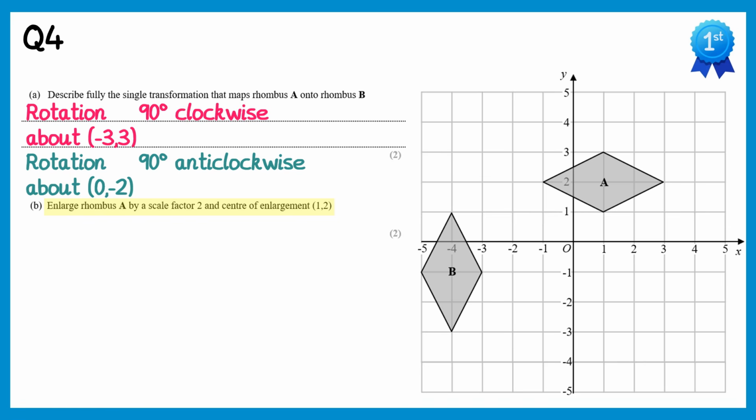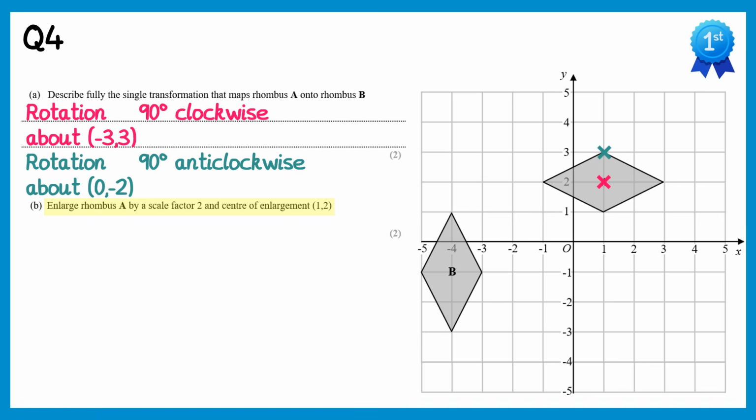For the second part of this question, we're going to enlarge the rhombus A by scale factor 2 with a centre of enlargement 1, 2. So to start this off, we're going to mark on the centre of enlargement, that's at 1, 2, that's here. That happens to actually be on the shape itself. Next, we're going to go around each of the vertices of the shape and consider where they'll be enlarged to. So let's start with the one at the top here.